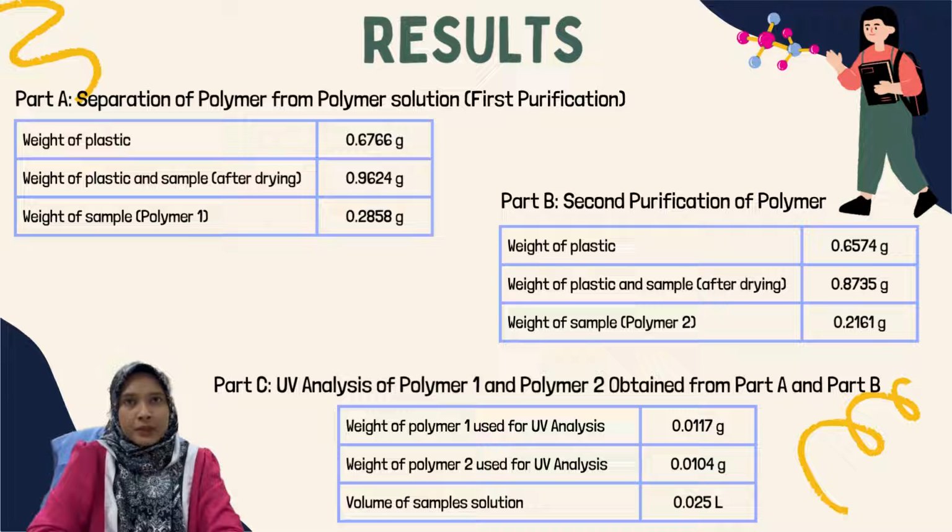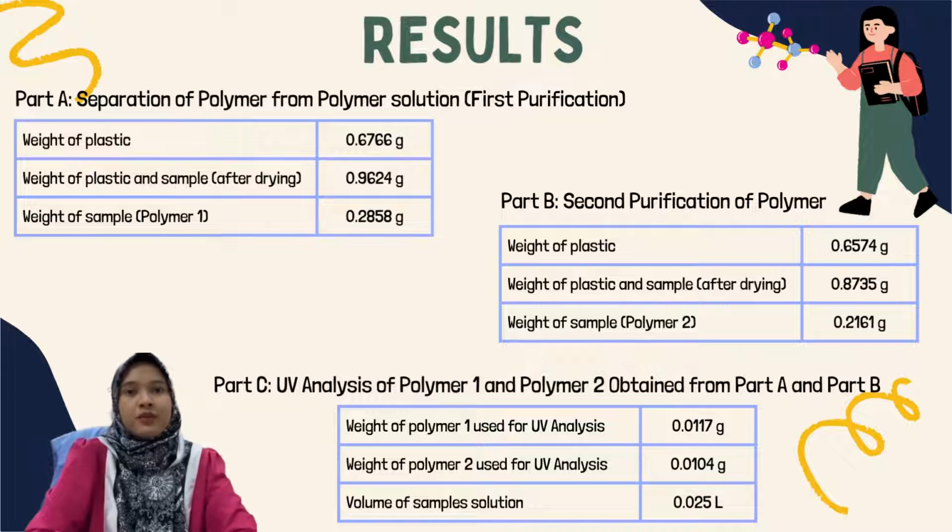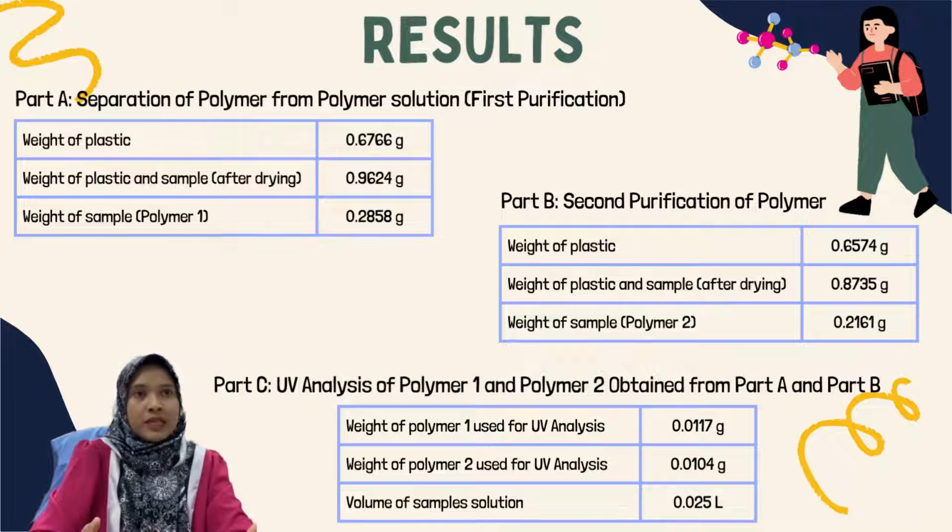Okay, part B is the second purification of polymer, which is the reprecipitation method. The weight of the plastic is 0.6574 gram and the weight of the plastic and sample after drying is 0.8735 gram. So we can calculate the weight of the sample, which is labeled as polymer 2, as about 0.2161 gram.